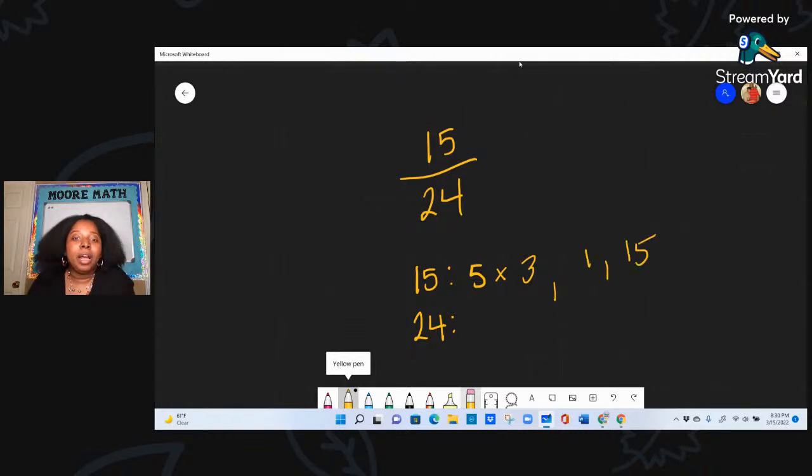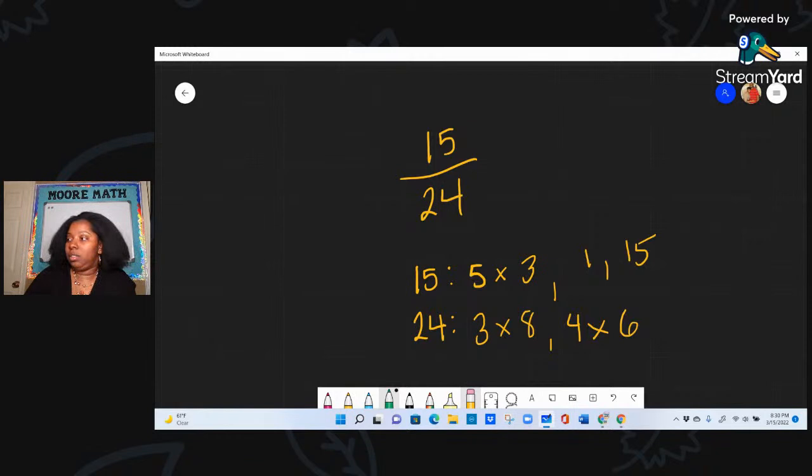We have 3 times 8. We have 4 times 6, and yada, yada, yada. What number do they both have in common? Good. There's a 3. Okay, so they both have a 3 in common.